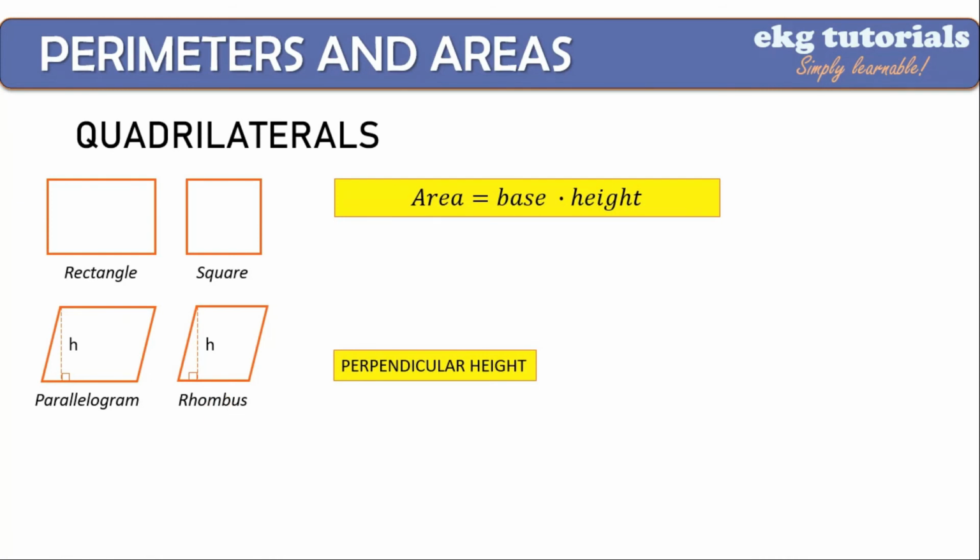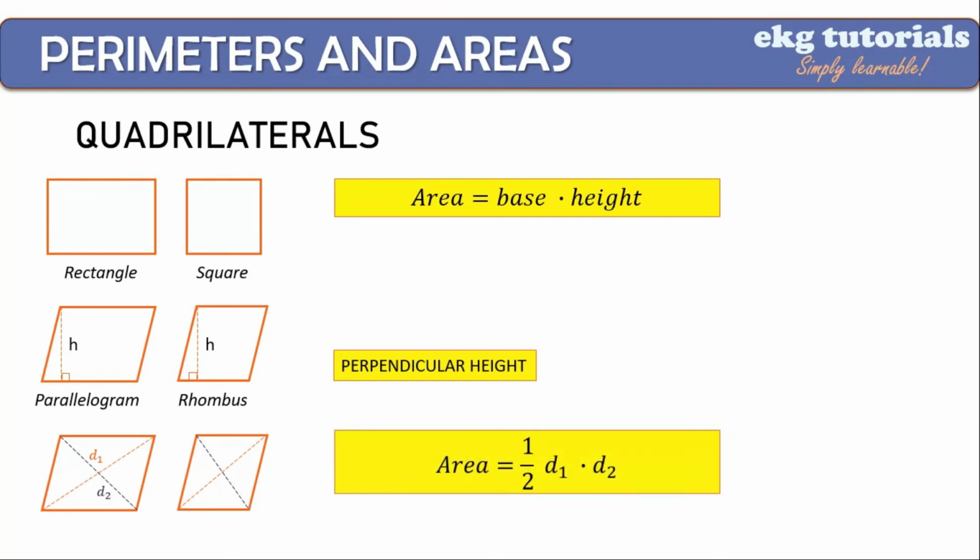Now, what if naman hindi given yung base at saka height, pero given tayo ng diagonals? So in this case, given tayo ng diagonal 1 and the length of diagonal 2. Kapag binigyan tayo ng diagonals, yung area naman ng quadrilateral will be equal to 1/2 diagonal 1 times diagonal 2. So yan yung formula in solving this particular shape.